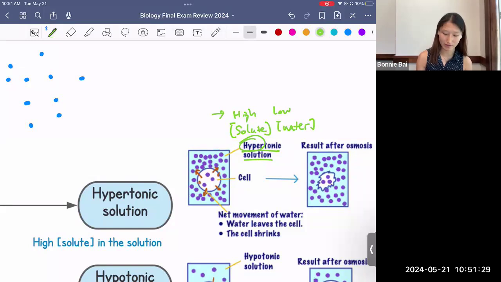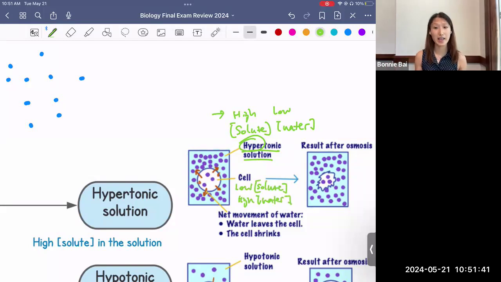Now, if we were to look at the cell itself in comparison, the cell has a low solute concentration, which also means high water concentration. If you were to translate this language to hypertonic, hypotonic, the solution outside of the cell is hypertonic, like we said, but you can also say that the cell in comparison is hypotonic. Okay, so what is the result?